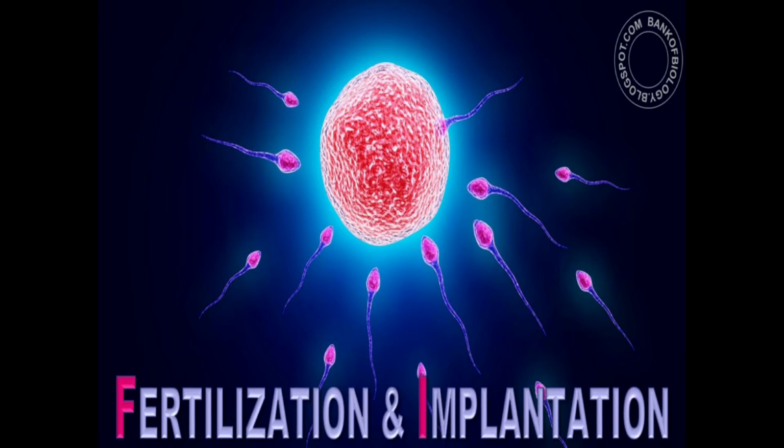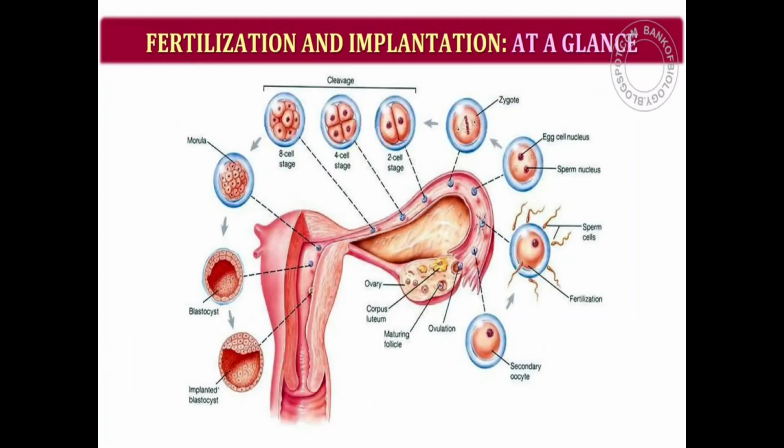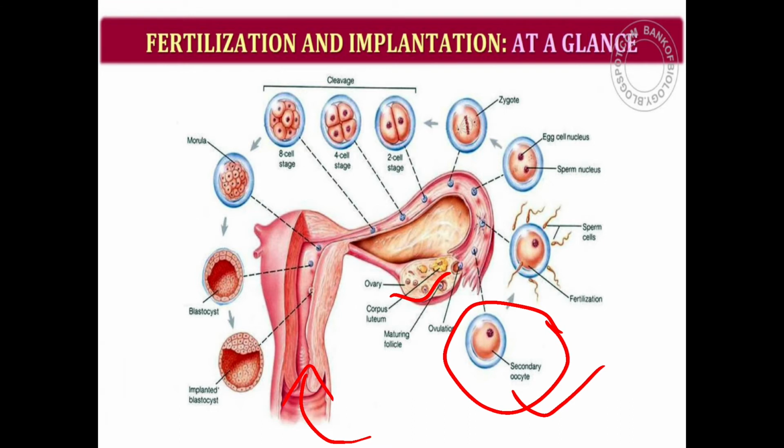Before that, I need to give a short revision of what we have studied during the fertilization process. We know already that there will be ovulation, and a secondary oocyte will be released from the ovary. That oocyte is released into the infundibulum and reaches the ampullary region. In the same way, from the vagina, by the process of coitus, or intercourse, copulation takes place.